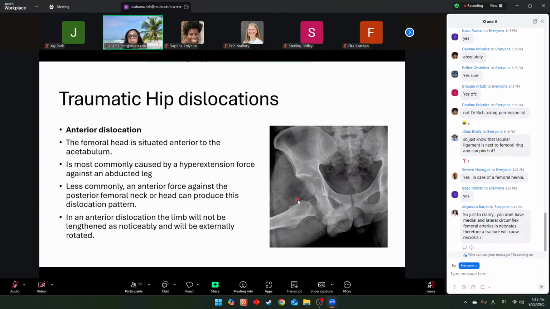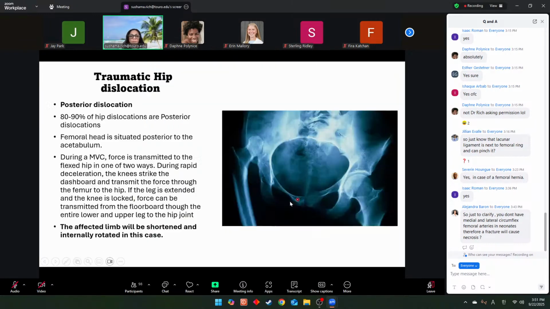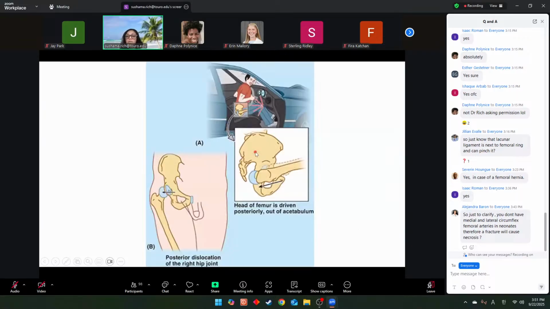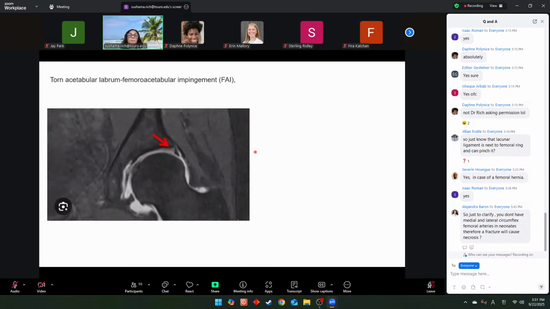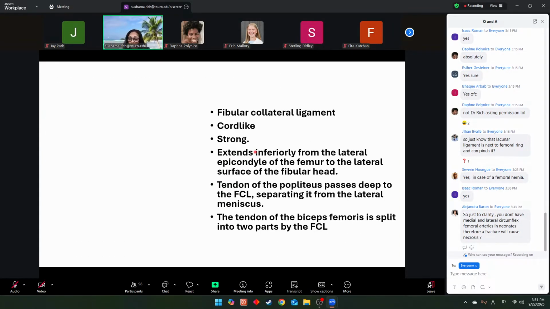This is an anterior dislocation I'm showing you. This is posterior. The affected limb will be definitely shortened, and it'll be internally rotated because it's going towards the back. This is highlighted for you on the PowerPoints because you should know that. And that's a traumatic posterior dislocation. Anterior dislocations are not as common. Central dislocations are not common. But for now, if you know this, you're good.